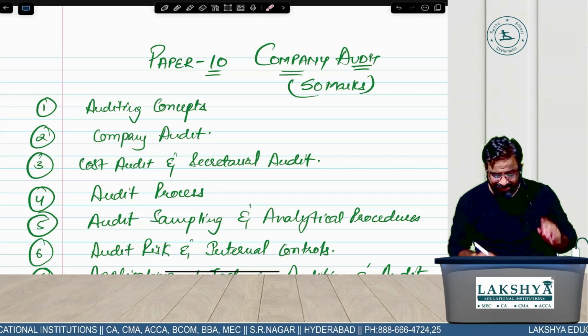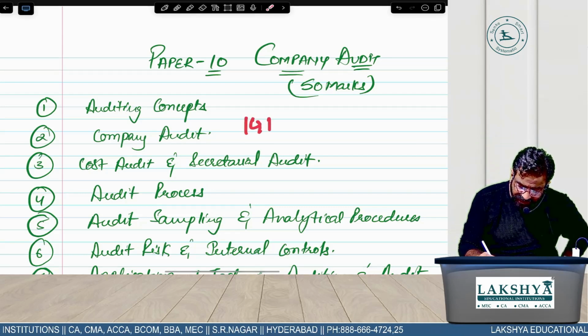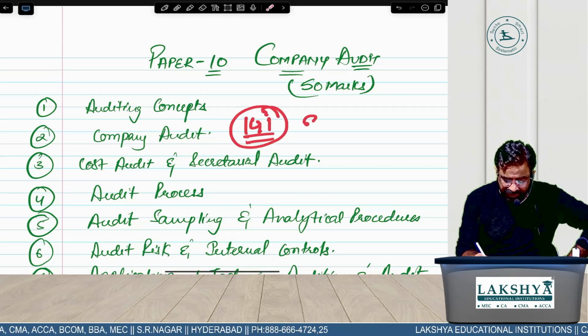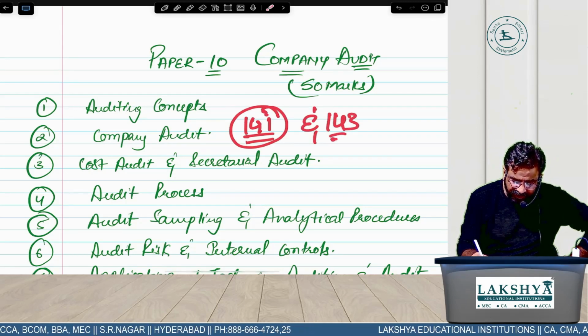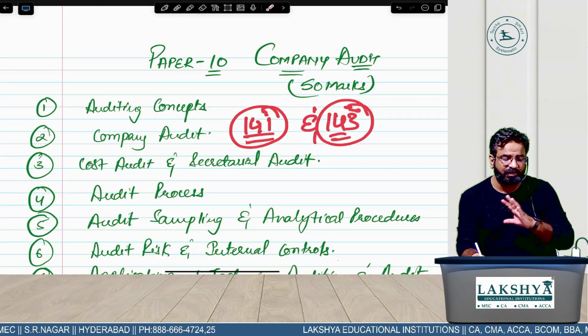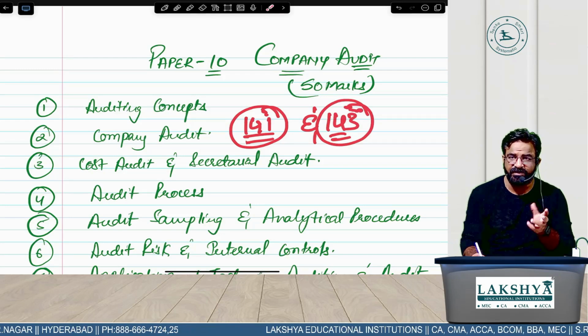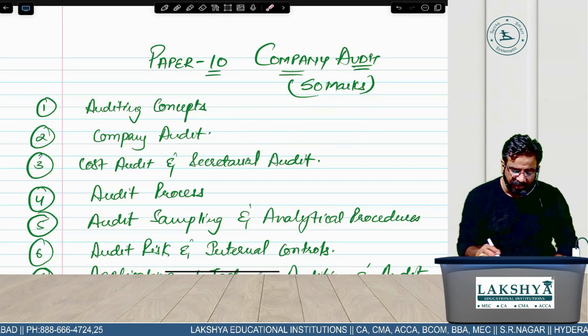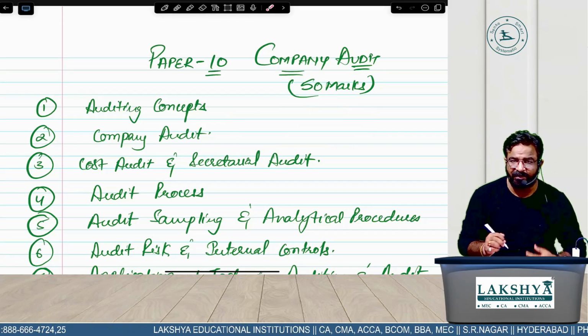Make sure of the important sections which you need to concentrate on. Although all the sections are important, the most important section is 141, which talks about qualification and disqualification. And the second most important is 143 here, right or not? Because 143 is quite lengthy and 141 is also lengthy, and the majority of the questions will be made from this part, right? So in company audit, basically you have to write everything about it.